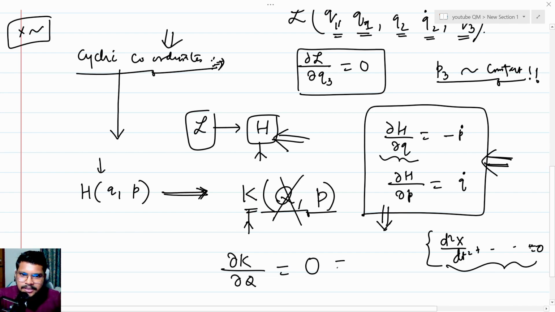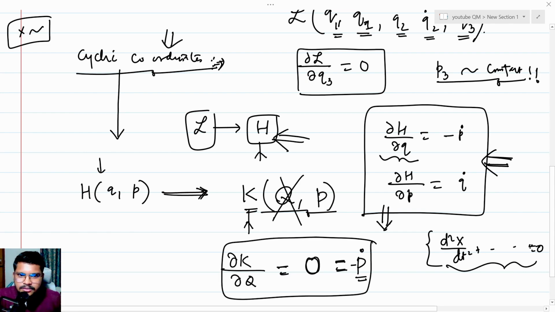And let's say this ∂K/∂p is basically going to give me the speed, q dot. And if there is no q there, I get 0 over here, and the momentum is going to be constant. If I have this kind of situation, then getting the equation of motion is very easy.